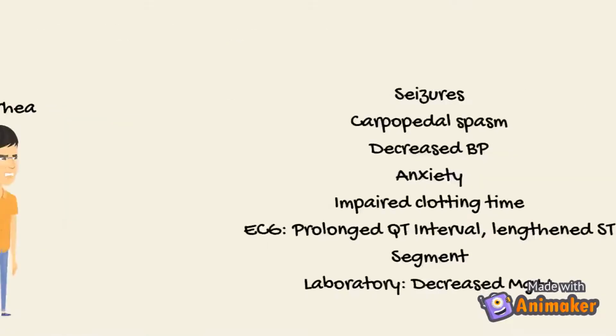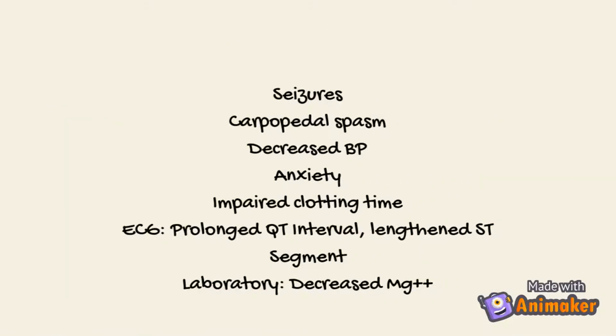Others include seizures, carpopedal spasm or involuntary muscle contraction, decreased BP, anxiety, impaired clotting time, and for the ECG there is prolonged QT interval, lengthened ST segment, and for the laboratory result there would be a decreased magnesium level.